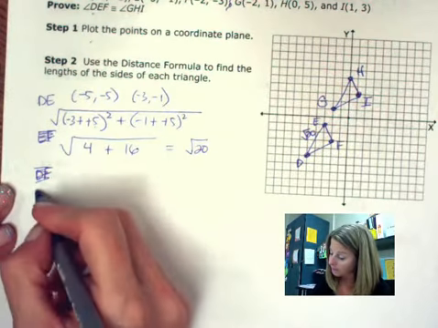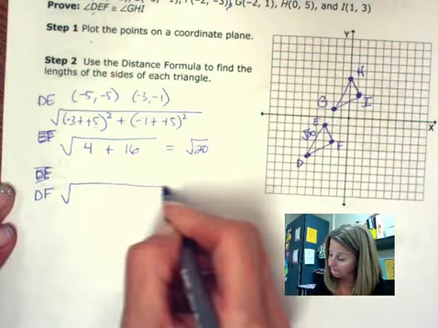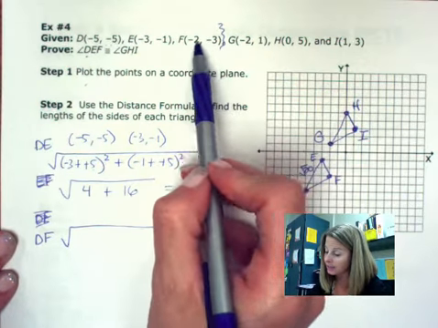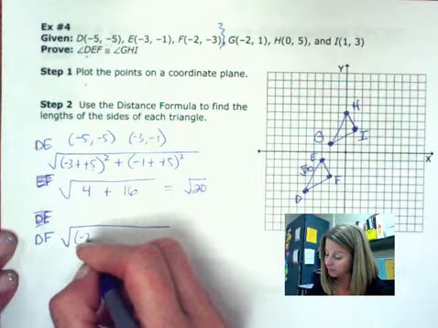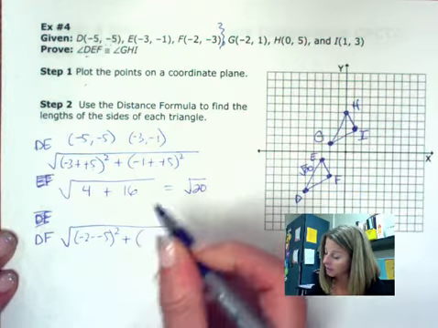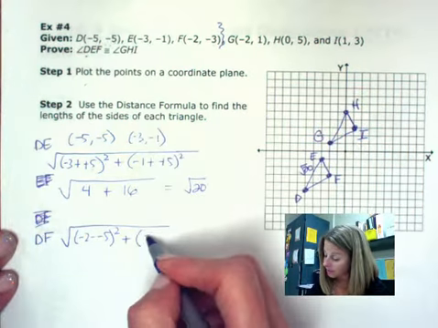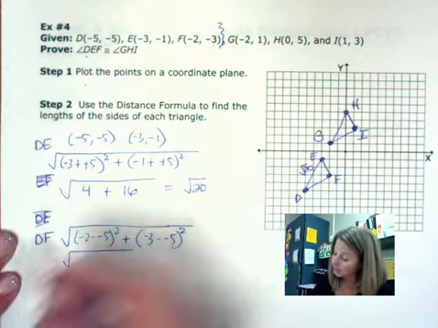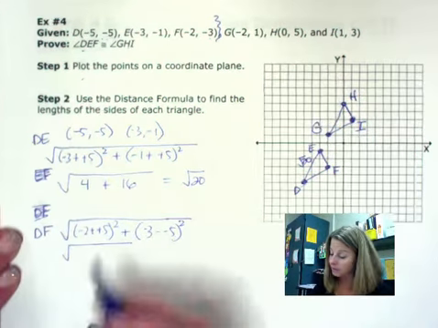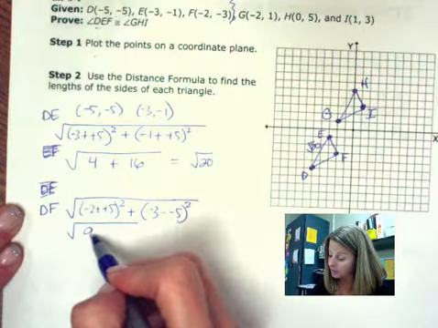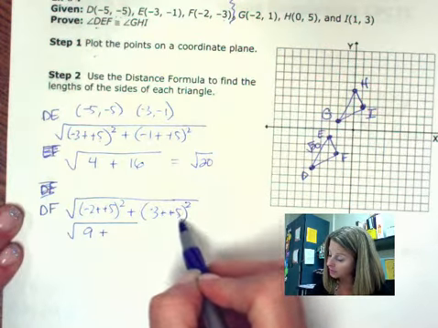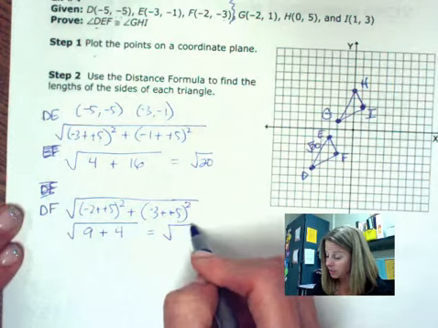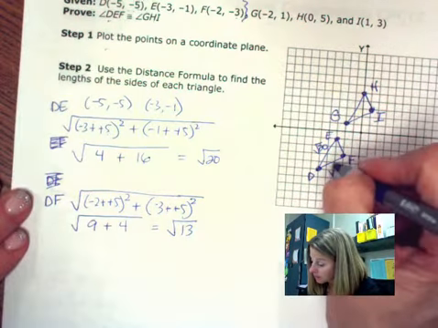Okay, so let's go through DF. DF is going to be this first ordered pair and the last. So I'm going to do x minus x: -2 minus -5, squared. Y minus y: -3 minus -5, squared. So let's simplify. Again, I change the two negatives and they become positive. So that's going to be a 3. 3 squared is 9. You change opposite again here. So 5 minus 3 is 2. 2 squared is 4. So 9 plus 4 is 13. So the square root of 13. So that is this one.